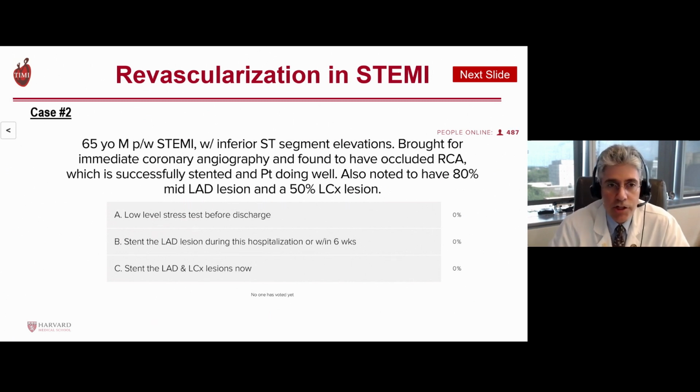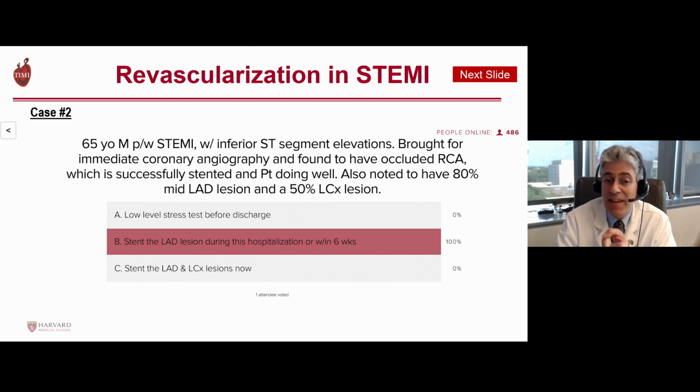Okay, so second question here. Now we have a 65-year-old man who presents with a STEMI, with inferior ST segment elevations. He's brought for immediate angiography and found to have an occluded RCA, which is successfully stented, and the patient is doing well. He is also noted to have an 80% mid-LAD lesion and a 50% circumflex lesion. How would you like to manage this patient? Low-level stress test before discharge, stent the LAD lesion during this hospitalization or within 6 weeks, or, while they're on the table, stent the LAD and the left circumflex right now. So let's have people vote.